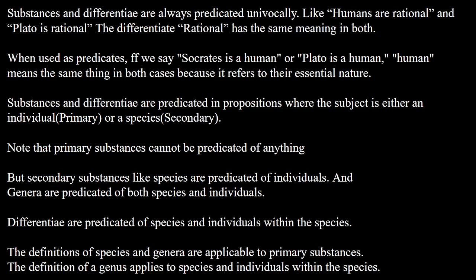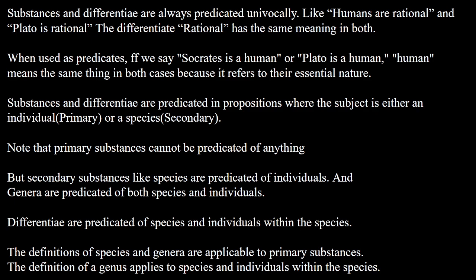When used as predicates, we would say Socrates is a human or Plato is a human. Human means the same thing in both cases because it refers to their essential nature. Substances and differentiae are predicated in propositions where the subject is either an individual, which is a primary substance, or a species, which is a secondary substance.